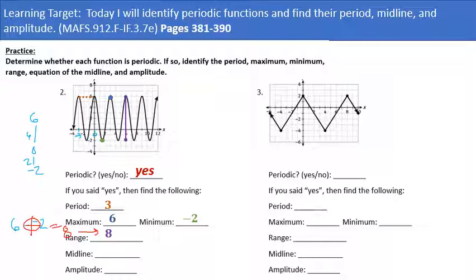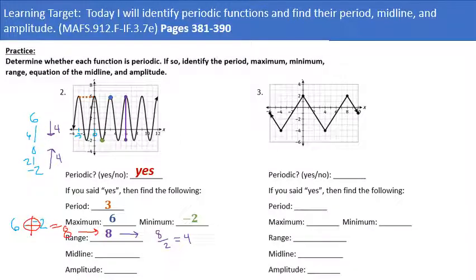If you know the range, that's 8, then if we cut that range in half, so if we take 8 and divide it by 2, that should tell us how far we have to walk from the top or from the bottom to find the midline. So 8 divided by 2 is 4. That means I should walk 4 units from the top. So from 6, I should walk down 4 units. And from the bottom, -2, I should walk up 4 units. And I should meet in the middle.